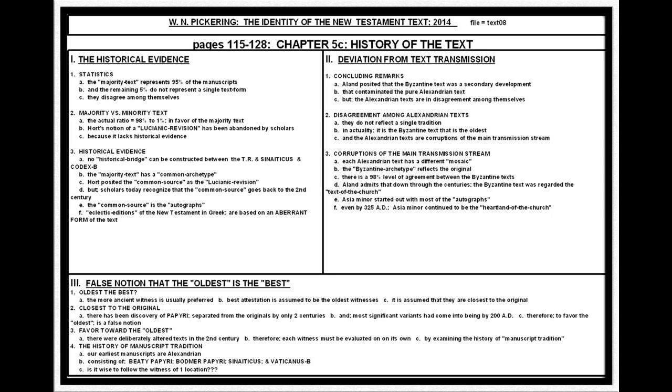And then that took us to block 3, and a key point in block 3 is note 4, the history of manuscript tradition. Our earliest manuscripts are Alexandrian, but they are few. They are simply the Bede Papyri, the Bodmer Papyri, Sinaiticus and Vaticanus B. And primarily, the critical theory of Hort relies on Sinaiticus and Vaticanus B.